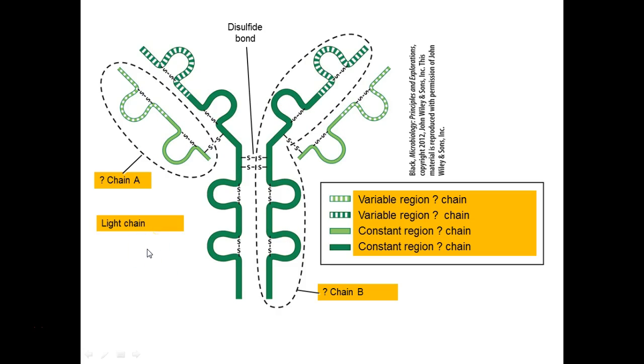that the cell makes. And again, what cell makes these? That's a B cell, right? And what one actually secretes antibodies?